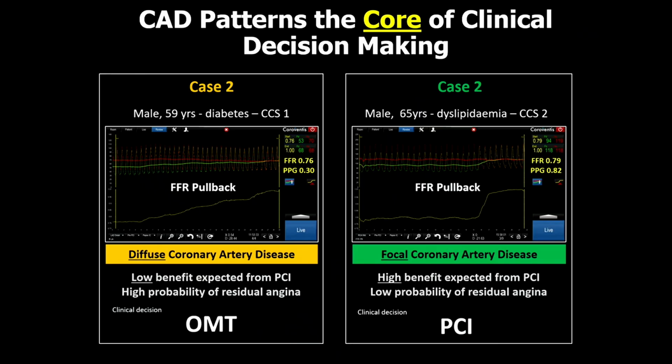So these examples really highlight why understanding disease patterns matters. On the left, the patient has diffuse disease, low PPG index, and in this setting, PCI may provide limited benefit because there's no dominant focal target driving ischemia. On the right, the patient has a focal physiology pattern with a high PPG index, and here intervention is much more likely to improve symptoms and restore flow. So increasingly, the question is not simply whether disease is present, but whether the physiology supports revascularization.